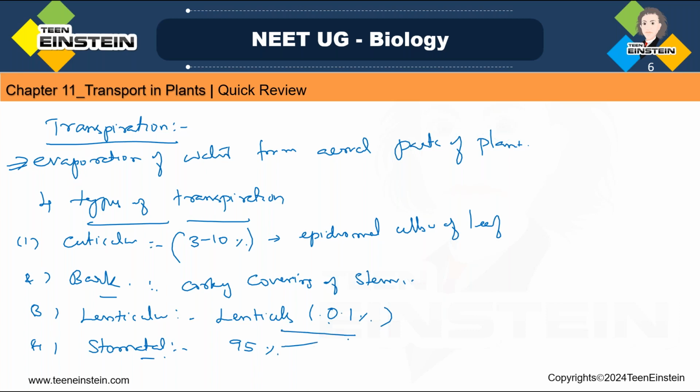Lenticular is the least percentage, 0.1 percent, and bark transpiration is taking place through the corky covering of the stem, and cuticular transpiration is taking place around 3 to 10 percent, and this is through the cuticle or the epidermal cells of the leaf.